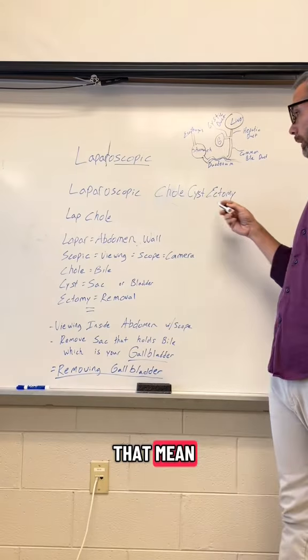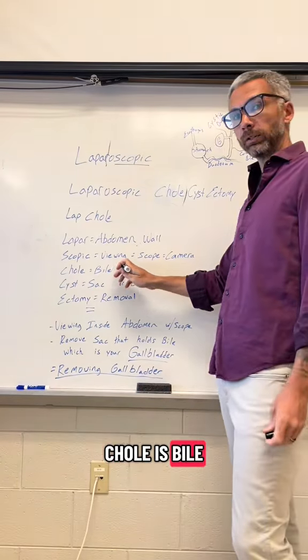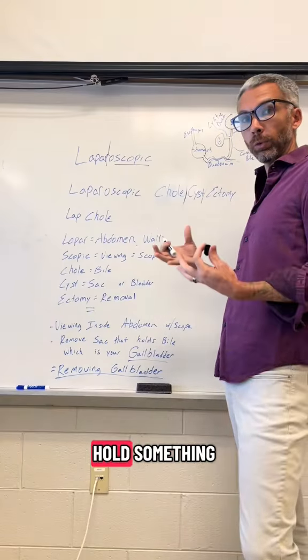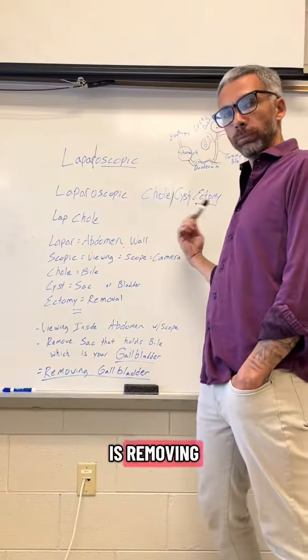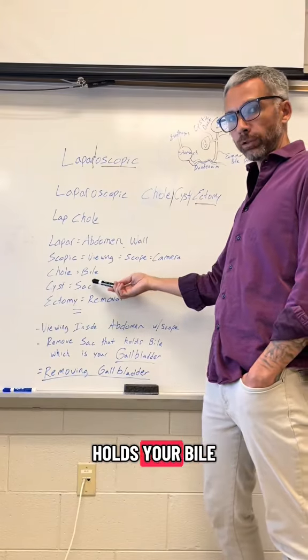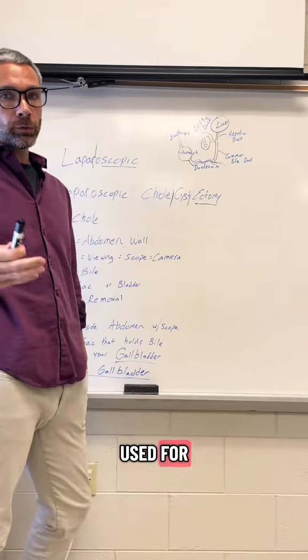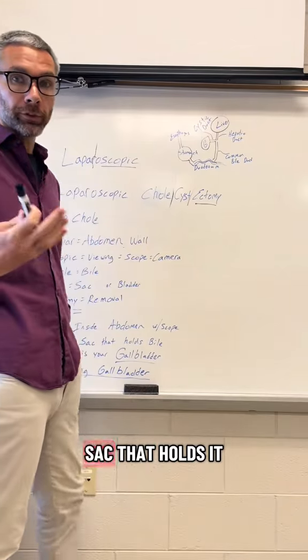Cholecystectomy, what does that mean? Chole is bile. Cyst is a sac or a bladder, something that holds something. And ectomy is removing. So you're removing the sac that holds your bile, which is the gallbladder. So what is bile? What's it used for? What does it mean to remove the sac that holds it?